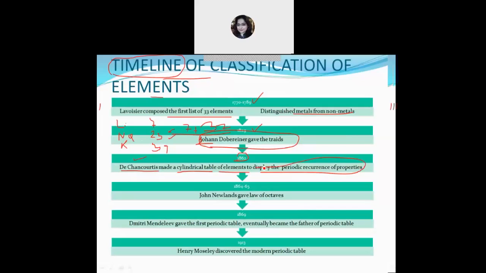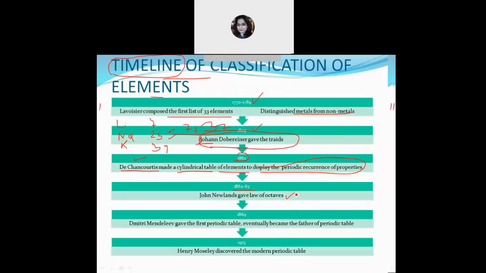Okay. After that, in the years 1864 to 65, an English chemist named John Alexander Newlands propounded the law of octaves. So he said that every 8th element beginning from any element resembles the first element in its physical and chemical properties. This was known as the law of octaves.